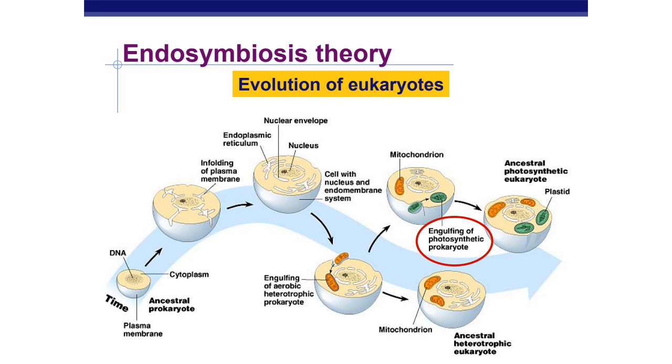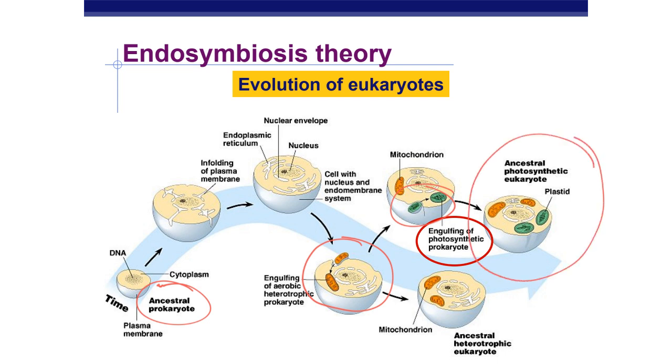So we can see it drawn out a little bit better here, right? So we have these original prokaryotes, the larger prokaryotes here, they engulfed these smaller prokaryotes so that we end up with these ancestral eukaryotic cells that have given rise to our current eukaryotic cells. So that is the endosymbiotic theory. Like I said, we'll talk about this more when we talk about evolution.